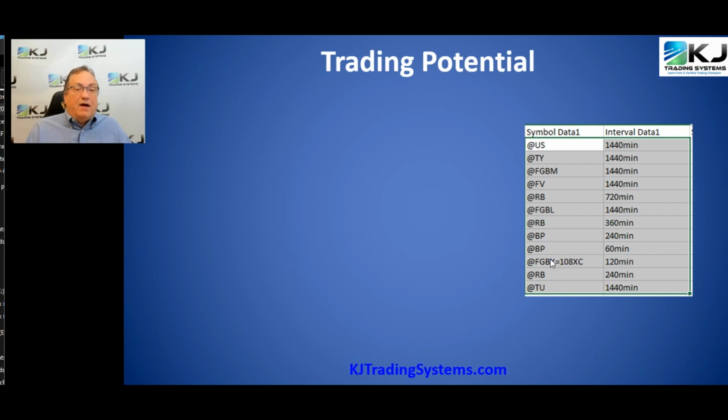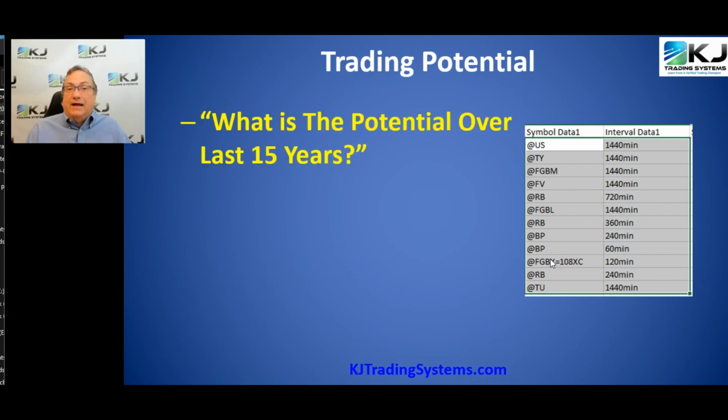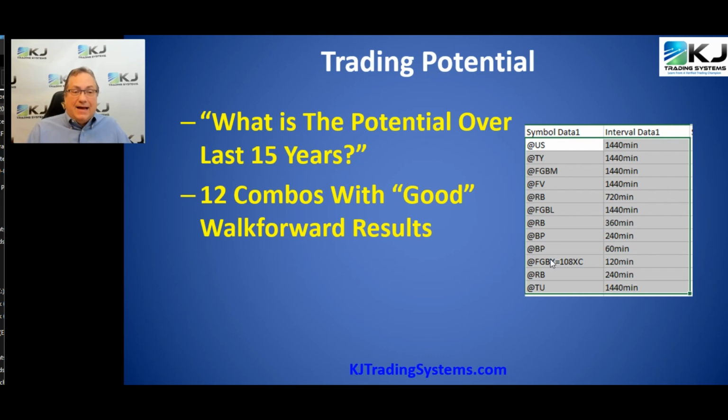Then if I look at what I call trading potential, I look at the last 15 years and run walk-forward tests. So this kind of takes a little while. There's 12 combinations that have what I say are results worthy of further investigation. And you can see most of them are interest rates. There's that unleaded gas. There's also a couple of unleaded gas. There's a couple of British pound stuck in there, and the rest seem to be interest rates.